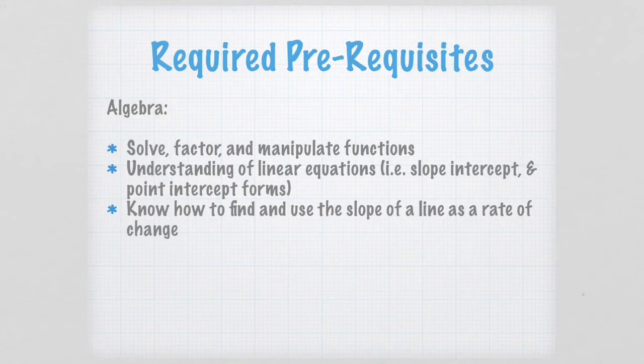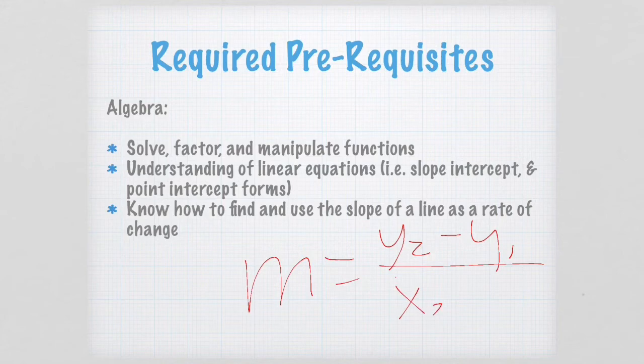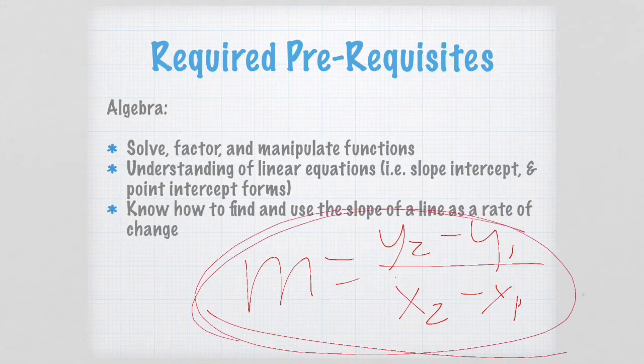You also have to know how to find and use the slope of a line as rate of change. It's a big thing. This course is all about slopes. Okay? It's all about that whole m equals y2 minus y1 over x2 minus x1. That whole thing. You cannot forget that. That is what this course is primarily based on. We start there and we take it and we run with it and we move and we change. We show you how you can make all kinds of interpretations based on knowing 2 points, and sometimes just one, an equation.